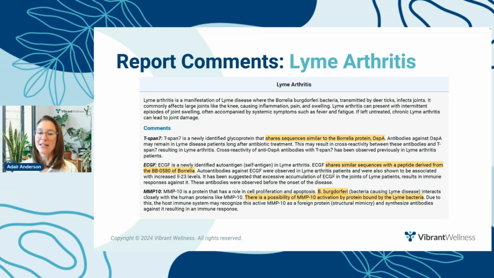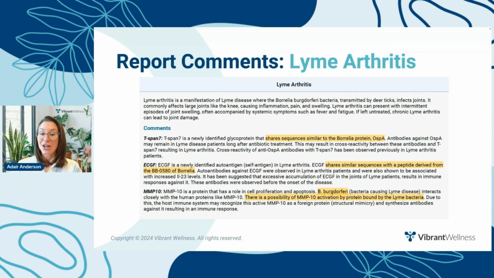Here, the comment for ECGF states, ECGF is a newly identified autoantigen in Lyme arthritis. ECGF shares similar sequence with a peptide derived from the BB0580 of Borrelia. Autoantibodies against ECGF were observed in Lyme arthritis patients and were also shown to be associated with increased interleukin 23 levels. It has been suggested that excessive accumulation of ECGF in the joints of Lyme patients results in immune responses against it. These antibodies were observed before the onset of the disease.